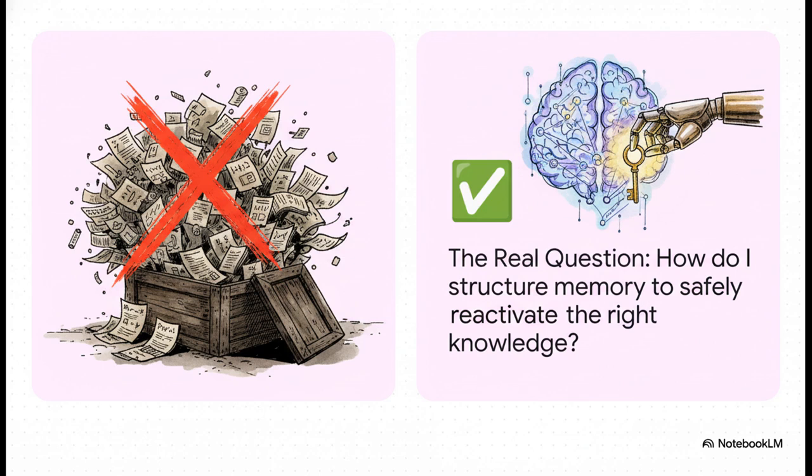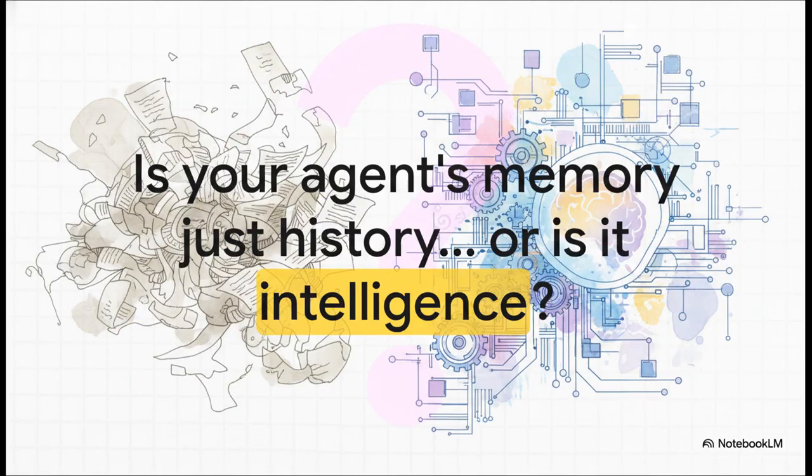How do I structure memory so the agent can safely pull up the right fact, the right policy, the right preference at exactly the right time? That question changes everything. And that's really the final thought I want to leave you with. When you look at the systems you're building or using, ask yourself this. Is its memory just a flat, lifeless record of what happened in the past? Or is it a dynamic, structured system that represents true intelligence?